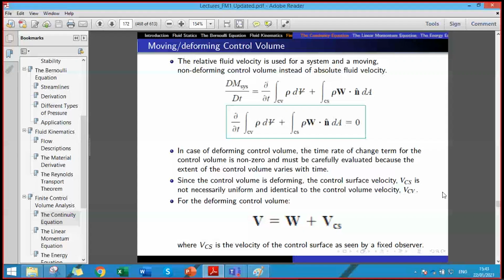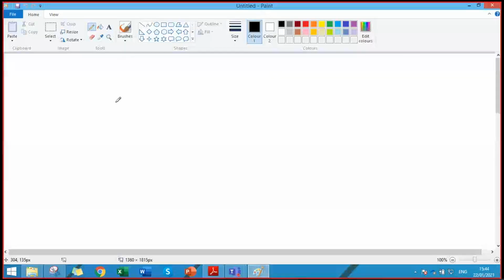In the last lecture, we discussed the finite control volume analysis and built basic knowledge about it. Starting with that, we developed the continuity equation based on the Reynolds transport theorem. We discussed different applications of the continuity equation and solved different problems. For a moving control volume, the velocity used as a parameter in the continuity equation is the relative velocity.